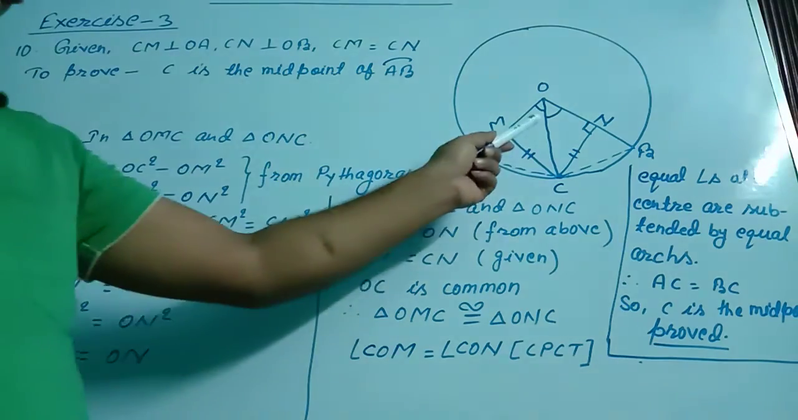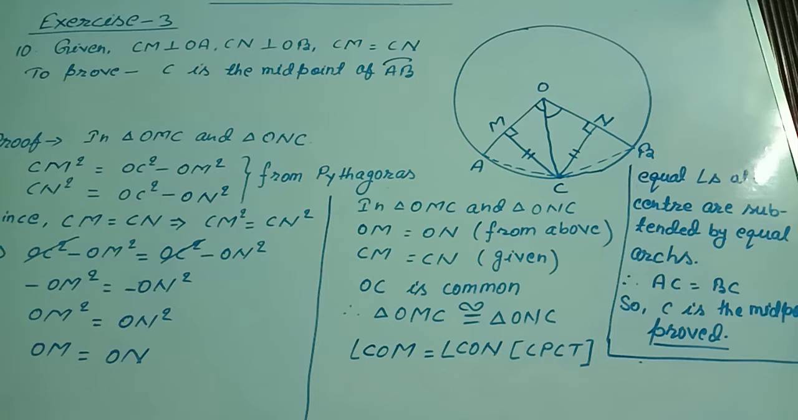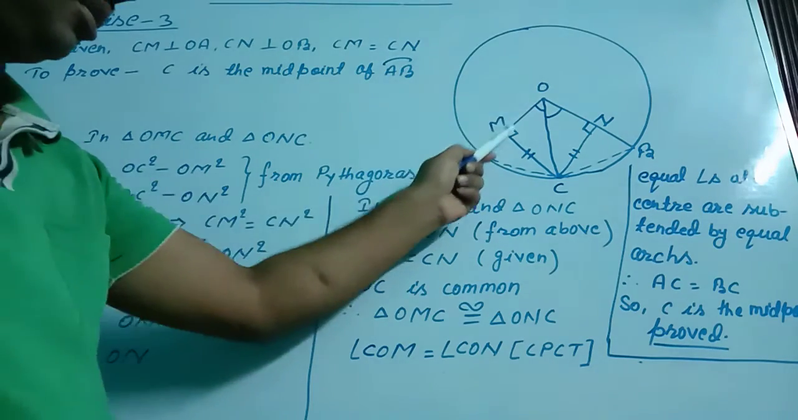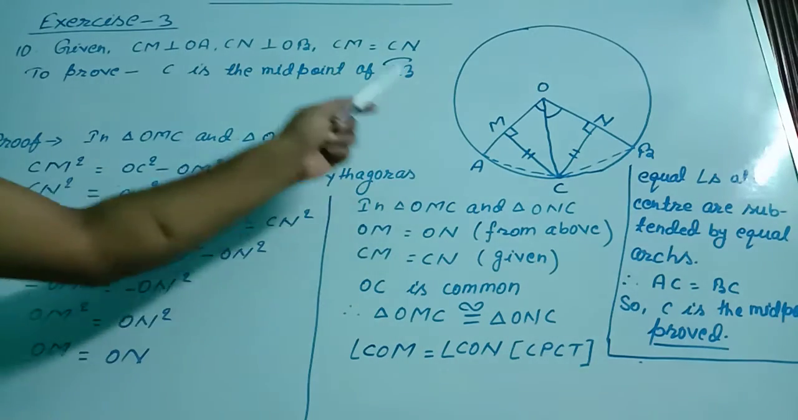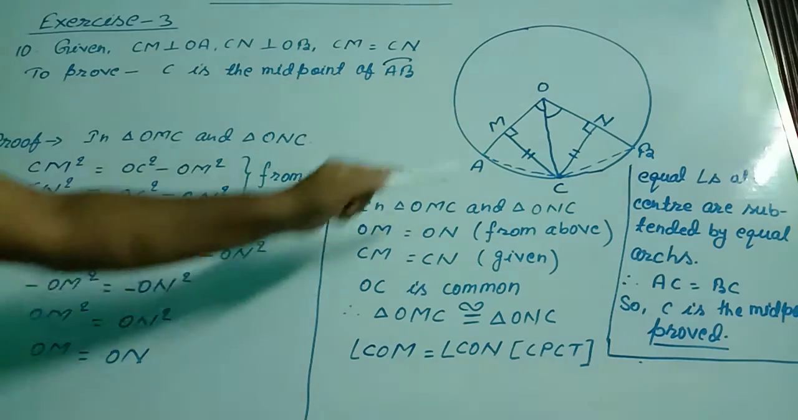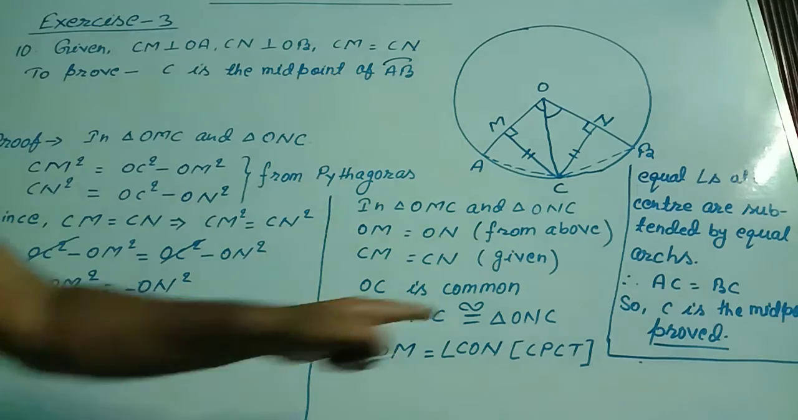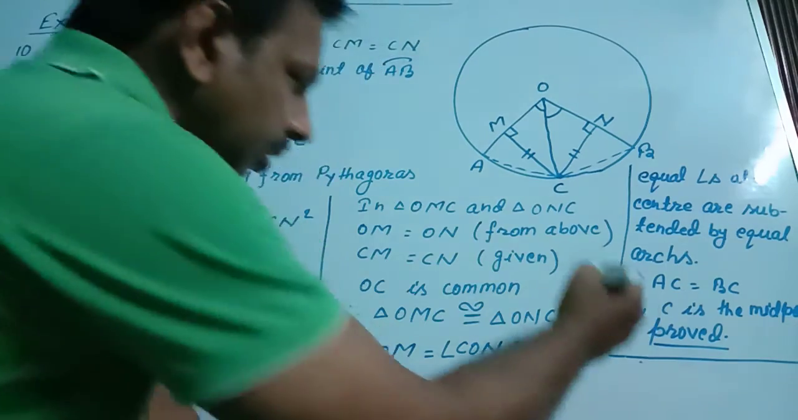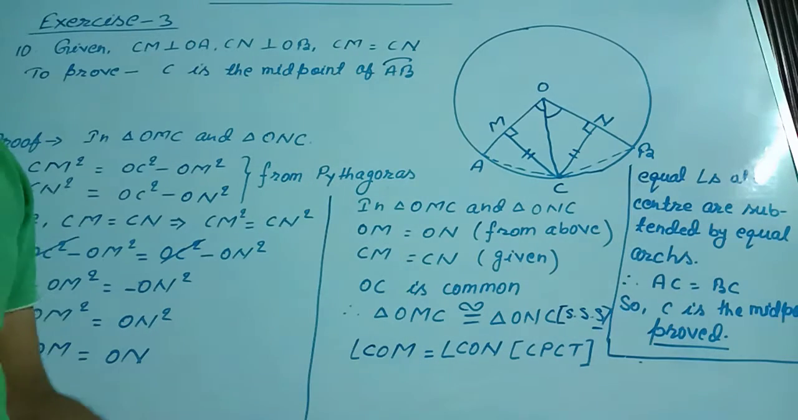Now these two triangles, triangle OMC and ONC, are congruent. For that we need three conditions. First condition is OM equal to ON, that we have proved above. Second condition, CM equal to CN given in the question. And third condition, OC is common. Therefore triangle OMC is congruent to triangle ONC, rule SSS. Therefore from CPCT we can say angle COM equal to angle CON.